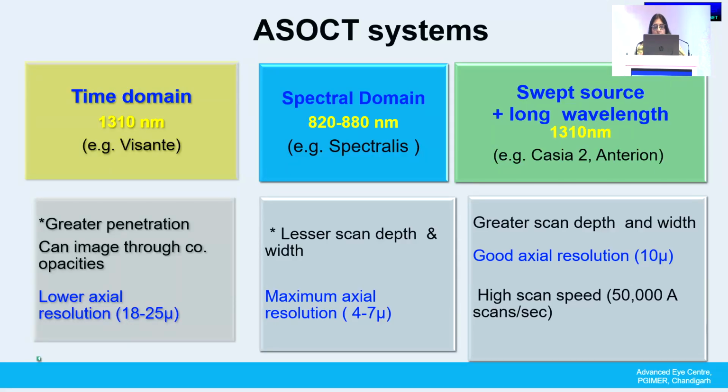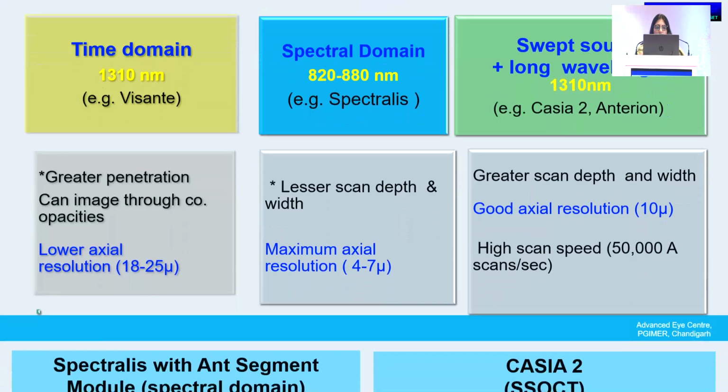What the swept source basically has the advantage over the other two is that it has a much greater scan depth and scan width as compared to the time domain and the spectral domain. The axial resolution of the swept source is good, although a little less than the spectral domain. And it has a very high scan speed, which makes it easy to capture images even in patients who are somewhat uncooperative, like small children.